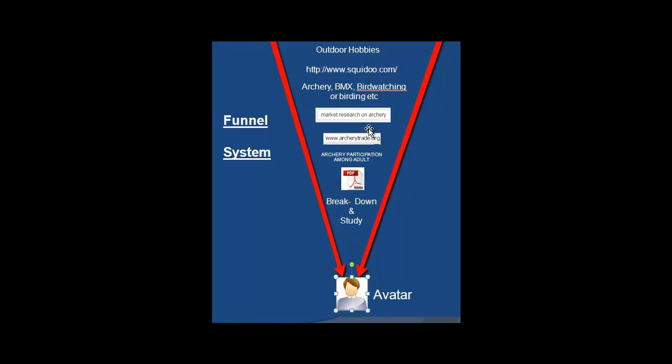So I'm picking archery. See those? Outdoor hobbies. There's a lot of them, so I'm gonna have to pick one. I've selected archery. I mean, I could have gone the other way, BMX or bird watching. I mean, bird watching, that's pretty boring stuff, right? What are you gonna get with bird watching?